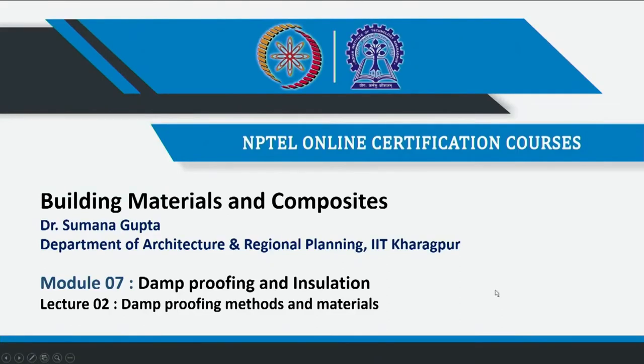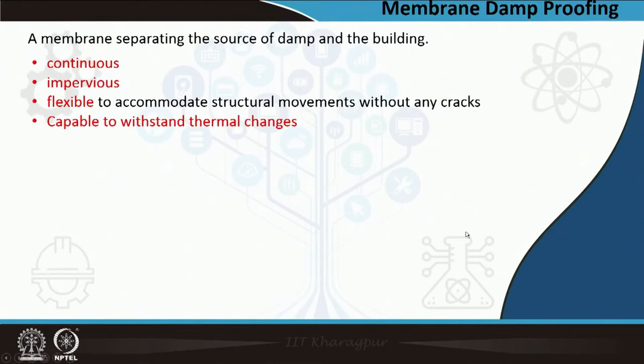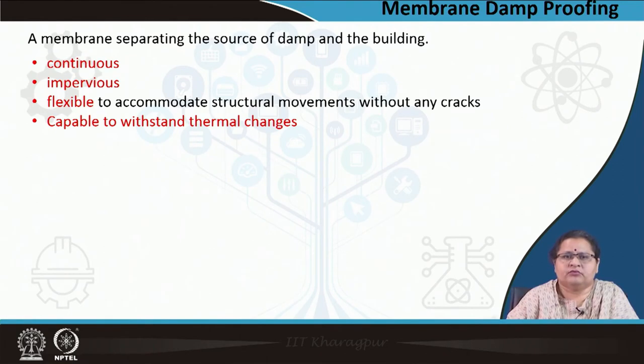So we had closed the previous lecture with the different methods, and now we will actually elaborate on each of them. So the content is particularly the methods in specific and the materials in detail. So first was membrane damp proofing, and as you all know, membrane is a thin member which will be placed in between and will not allow the damp or the water or the moisture to percolate inside of a building. So it may be placed between foundation to stop groundwater from passing to the upper part or the superstructure from the substructure.